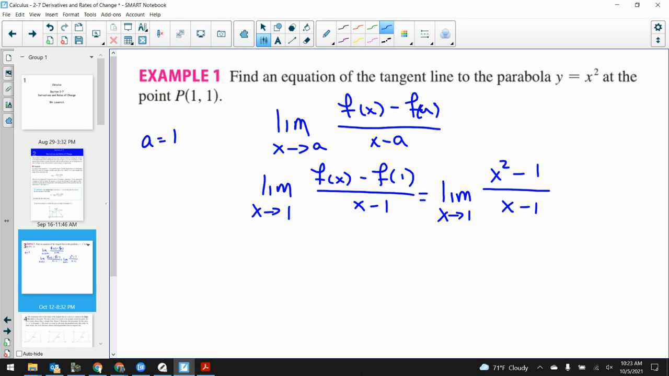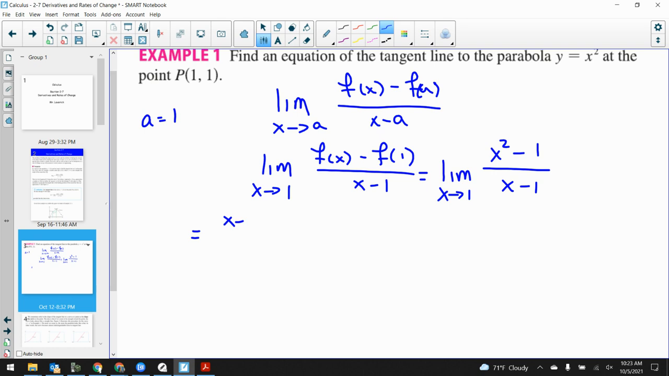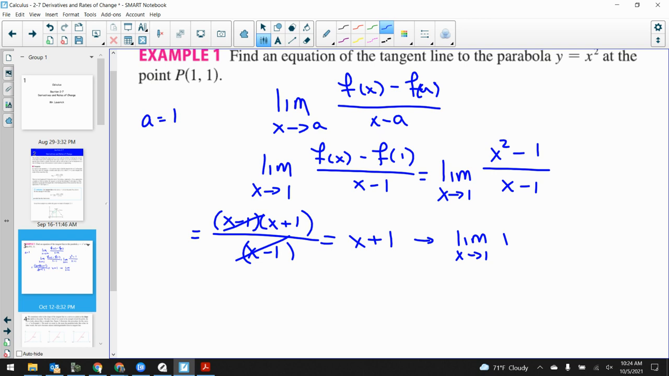So the slope of this tangent line is the limit as x goes to 1 of this thing. Now, can I use direct substitution? No, but can I factor the numerator? Yes, so let's do it. This turns into x minus 1 times x plus 1 over x minus 1, which cancels, which leaves us x plus 1. So that's the limit as x approaches 1 of 1 plus 1.